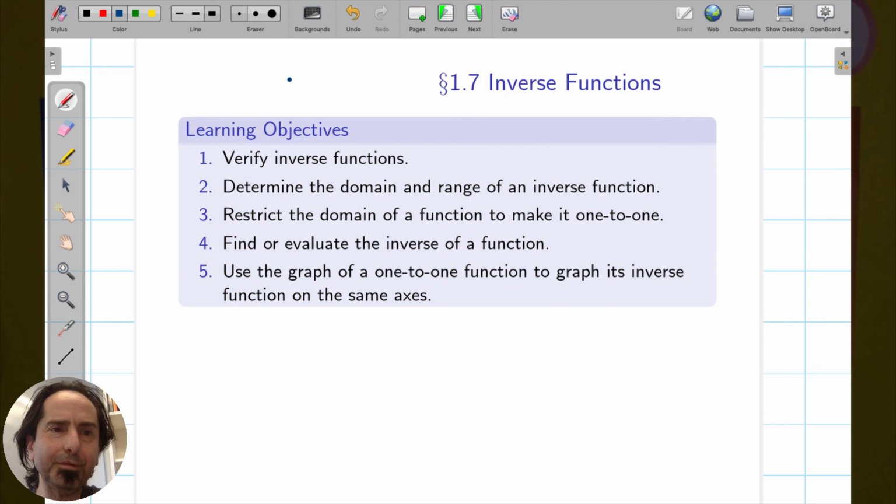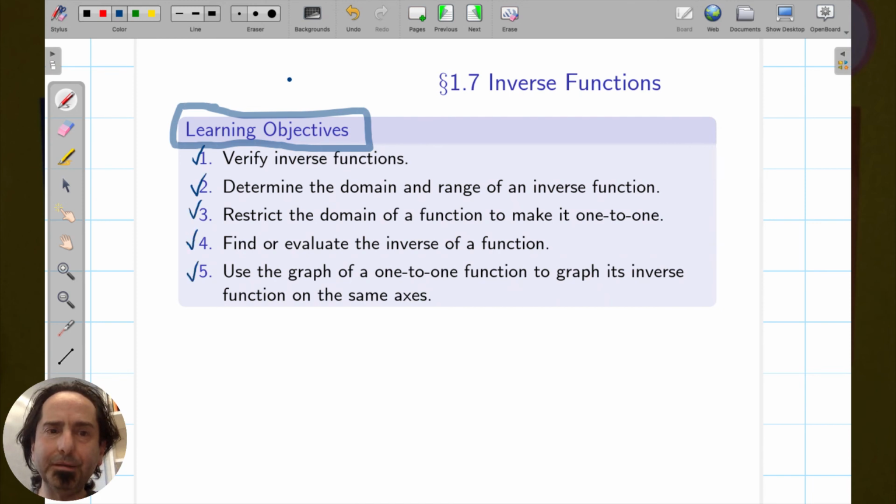And I just want to point out that when you're reading, there are learning objectives at the beginning of each section. You could use this as a checklist to see, did you get what you should out of the reading? Can you check off all of these items once you're done reading it? So these are your goals when you're reading. But let's jump right in.